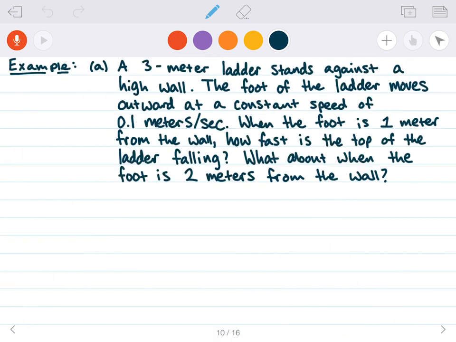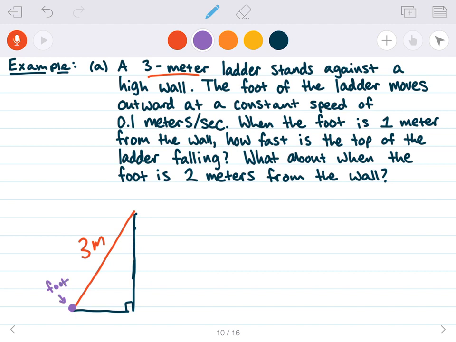Okay. So let's do this. This is a really classic related rates problem that everybody does in calculus classes. So we have a 3-meter ladder stands against a high wall. So I'm just going to draw it. Here's my ladder, and it's 3 meters. And it's resting against this wall. There it is. The foot of the ladder, that's this part. The base, this is the foot.